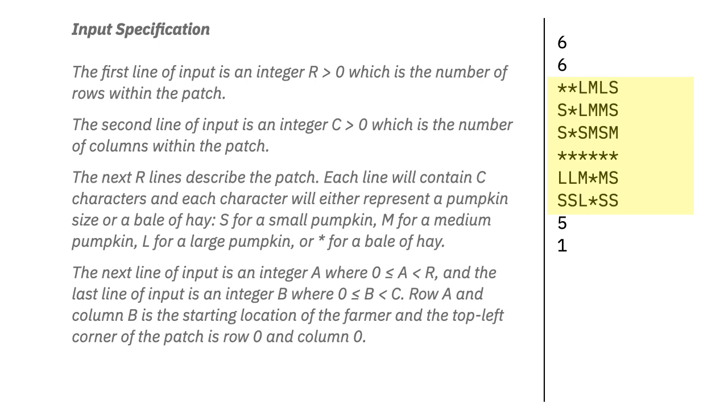The next r lines describe the patch. Each line will contain C characters, and each character will either represent a pumpkin size or a bale of hay: S for a small pumpkin, M for a medium pumpkin, L for a large pumpkin, or an asterisk for a bale of hay. The next line of input is an integer A, where A is at least 0 and less than R. And the last line of input is an integer B, where B is at least 0 and less than C. Row A and column B is the starting location of the farmer, and the top left corner of the patch is row 0 and column 0.